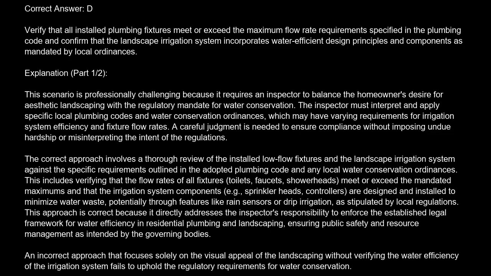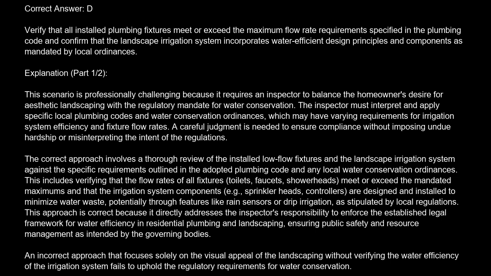The correct answer is D. Verify that all installed plumbing fixtures meet or exceed the maximum flow rate requirements specified in the plumbing code, and confirm that the landscape irrigation system incorporates water-efficient design principles and components as mandated by local ordinances.